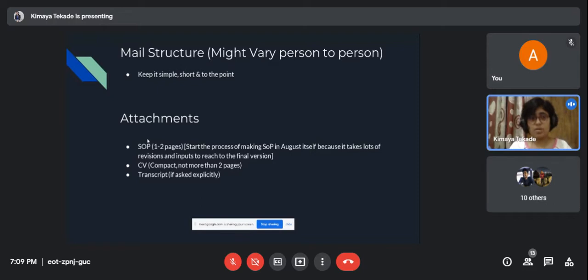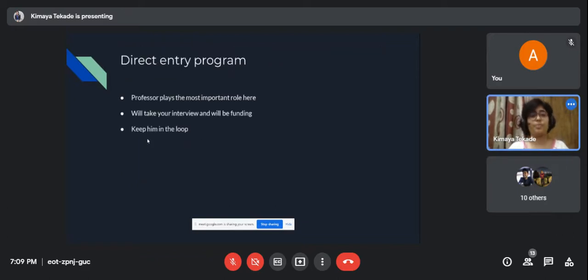You can attach it, or it's okay even if you don't attach it in your first email. If the professor asks for a transcript, you can just add it. So these are the attachments. Just keep the structure of the mail very simple and short.